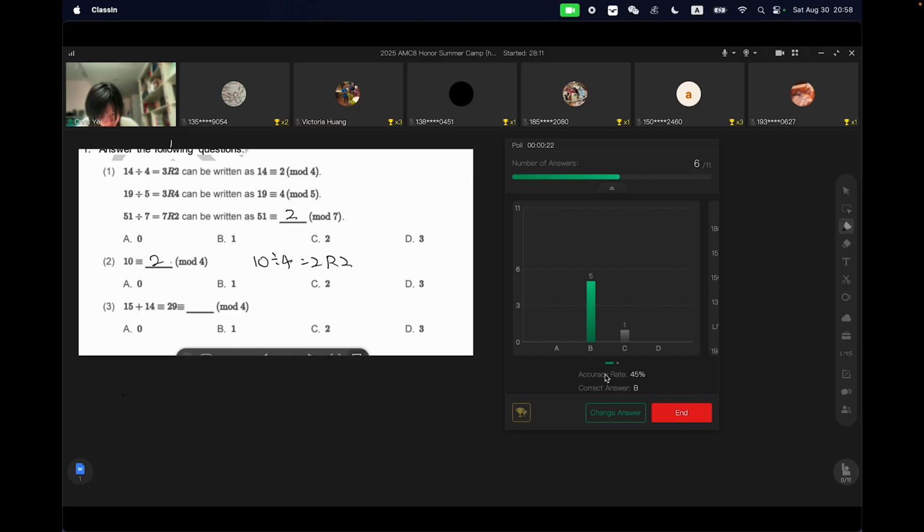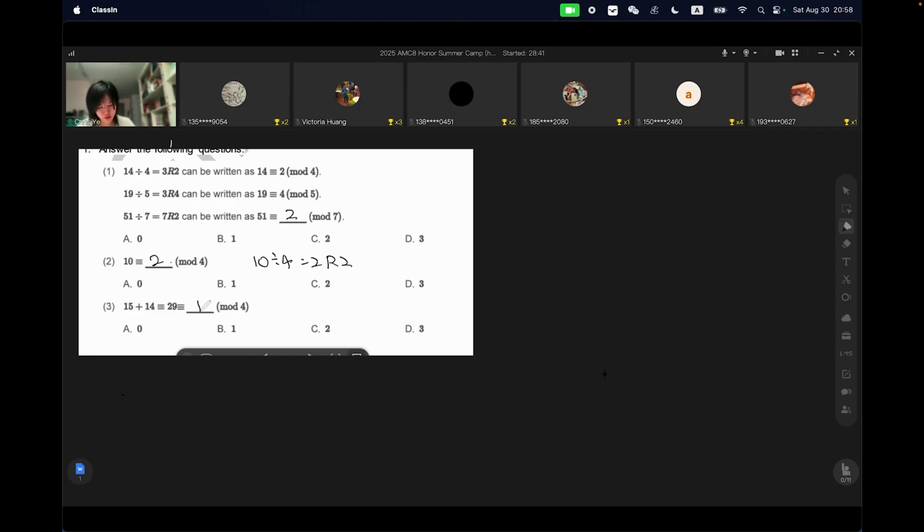About 10 more seconds. So 40 seconds is up, and I'll collect the answer. Congratulations to everyone who got it correct. So basically, 29 divided by 4 is 7, and it has a remainder of 1. So therefore, it's 1. Okay, so that is basically the concept of modular and just the notation.